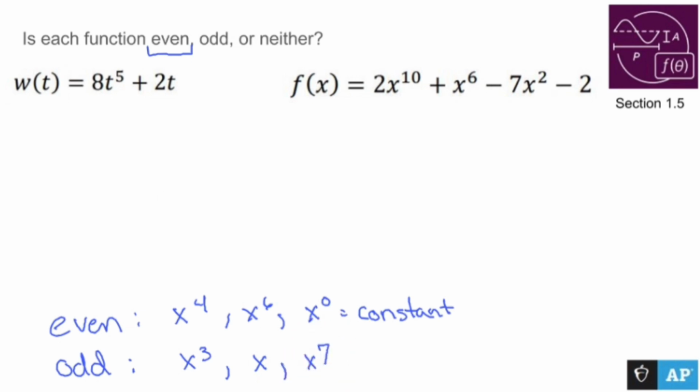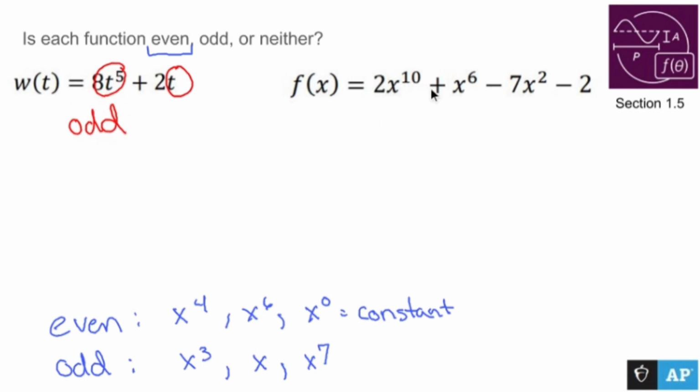So let's take a look at this. I have 2 terms in w of t. You have an odd exponent, and you have an odd invisible 1. Both of these terms have variables with odd exponents on them. You are an odd function.